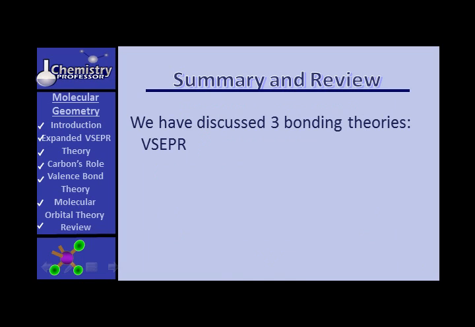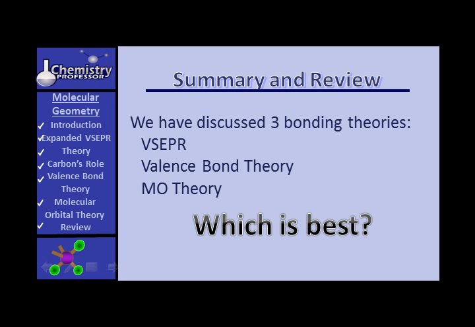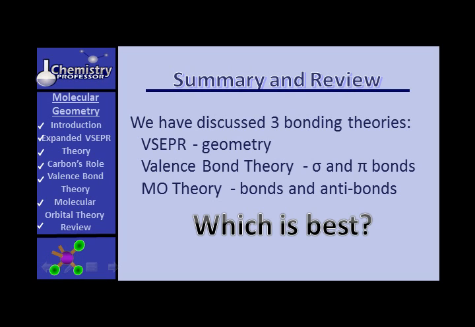Well, I think you're ready for a summary and review, aren't you? We've discussed 3 bonding theories. We've discussed VSEPR. We've talked about the valence bond theory. And we've talked about the molecular orbital theory. And the question asks, which is the best theory? Well, they deal with different things, remember? VSEPR deals with geometry. Valence bond theory deals with sigma and pi bonds. And the molecular orbital theory talks about bonds and antibonds.